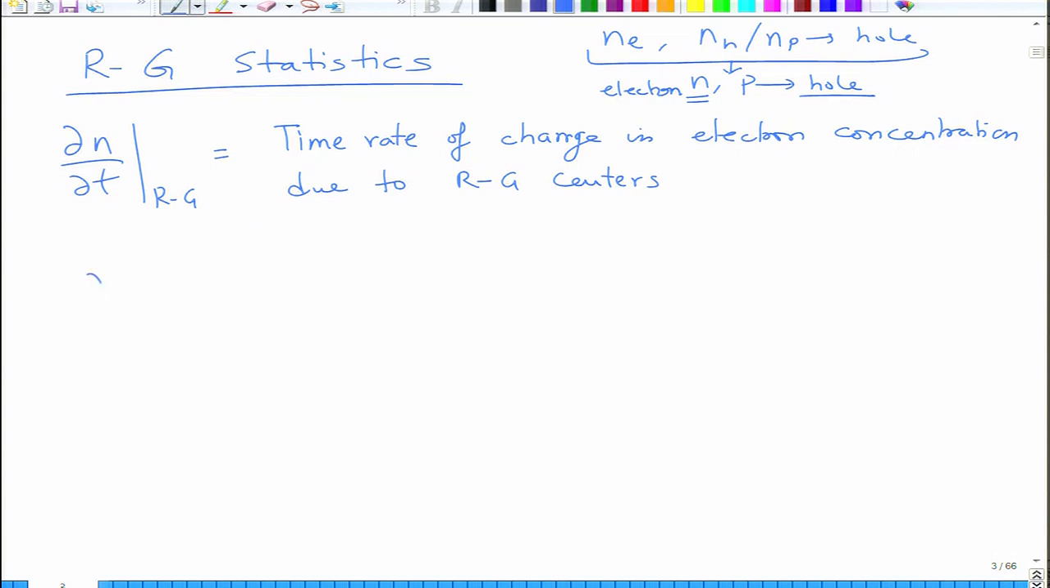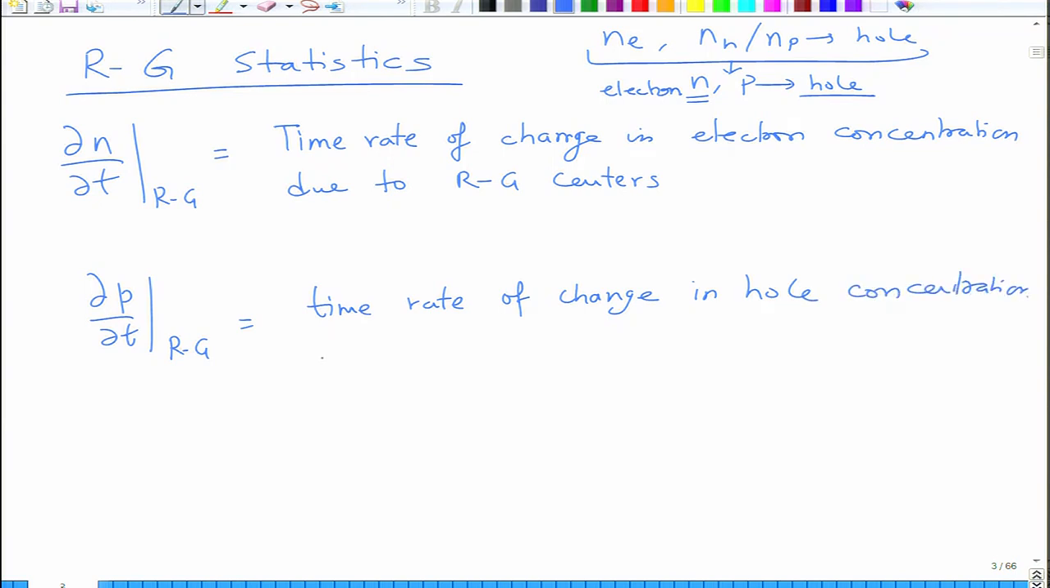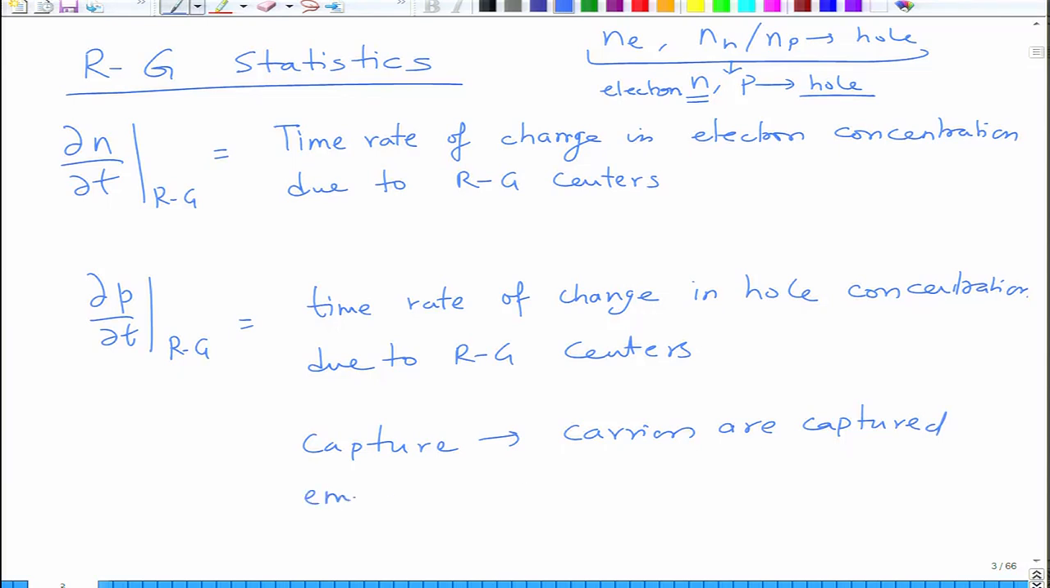Similarly, you can have del P by del T, again because of recombination generation, the time rate of change of hole concentration due to RG centers. This is where we were at the last. When electrons or holes are trapped, it's called capture. So this first term is called capture, which means carriers are captured, or lost. Another term is called emission, which means carriers are created. These are two terms often used in recombination generation statistics jargon.